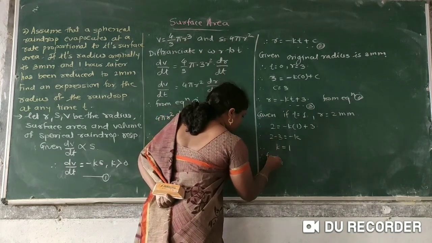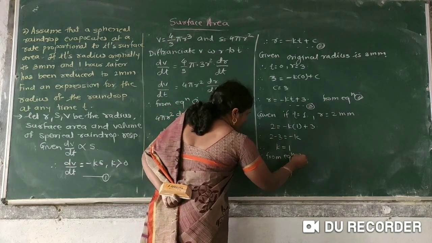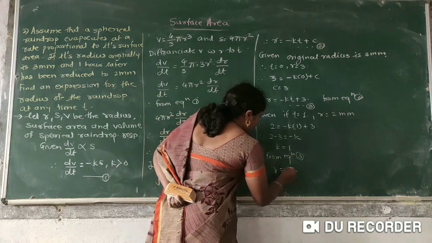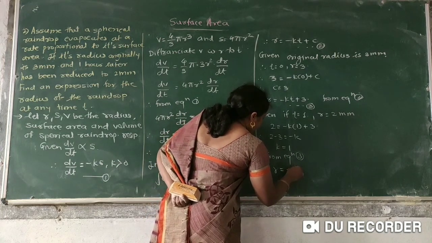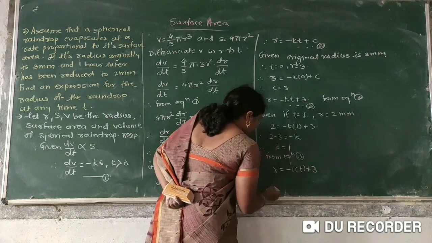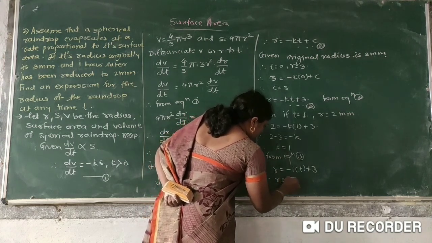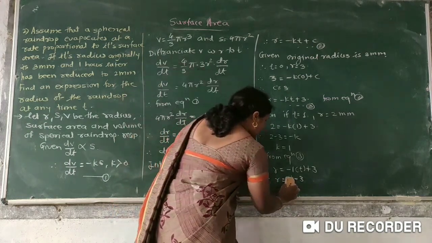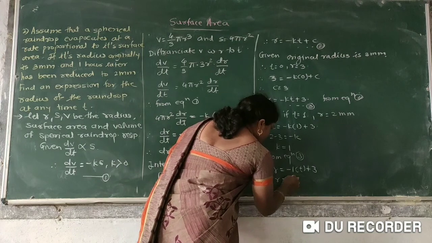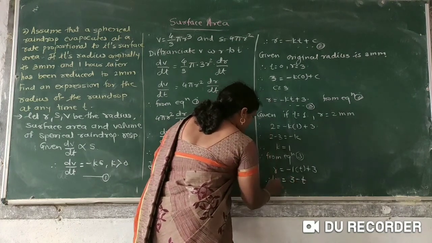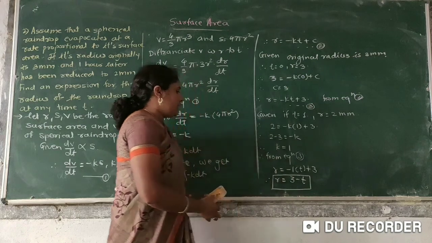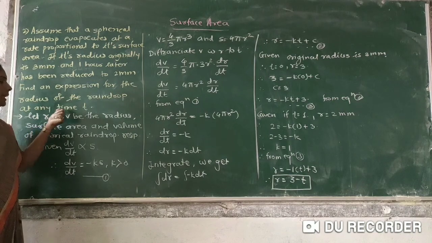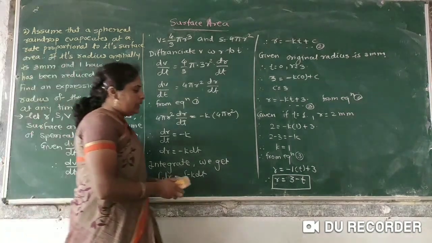Therefore from equation 3 we get r = -1 into t + 3. Therefore r = 3 - t. This is the expression for the radius of the raindrop at any time t, which is the required equation.